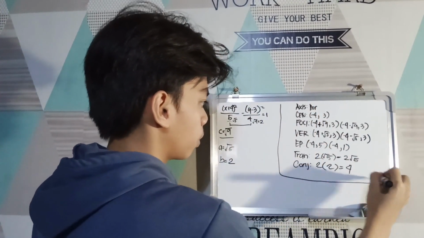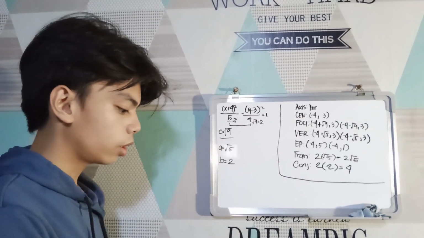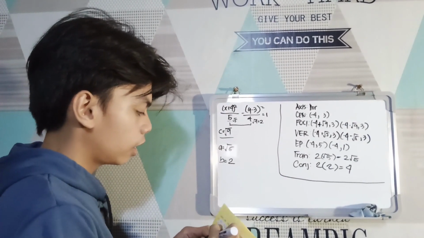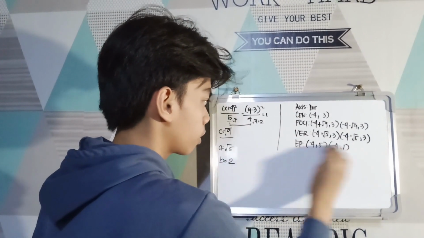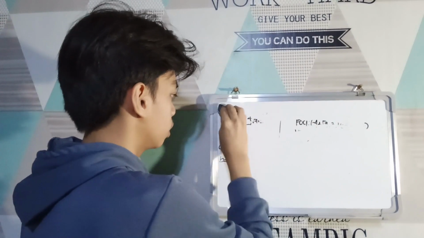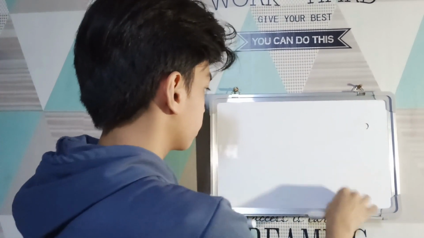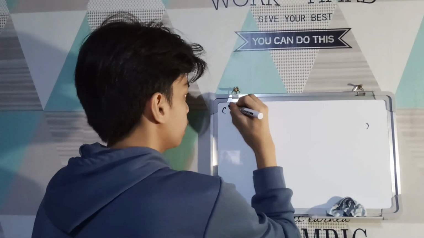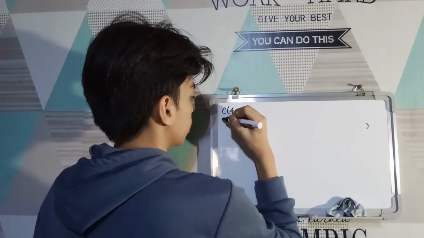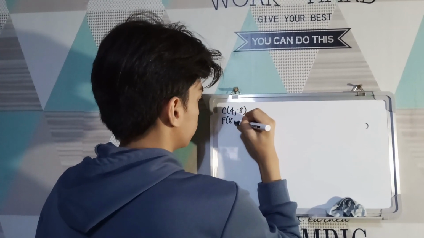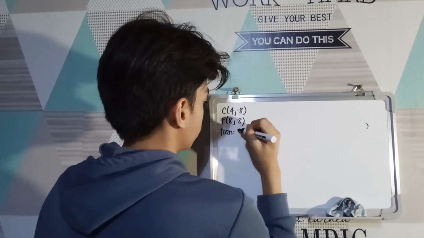Now we have the properties. So paano naman if ang example is given properties lang and we have to solve for the general equation? Let's have an example. Center 4, negative 8, foci 8 and negative 8, transverse is 4.